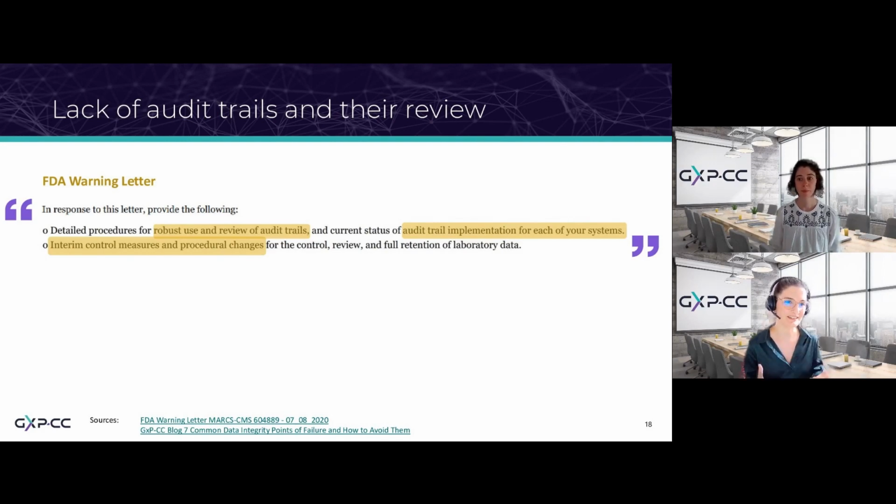Of course, then the agency asked them to provide detailed procedures for the robust use and review of their audit trails, and the current status of their audit trail implementation for each and every system in the lab. And in the meantime, come up with interim control measures and procedural changes for the control, review and retention of their laboratory data.